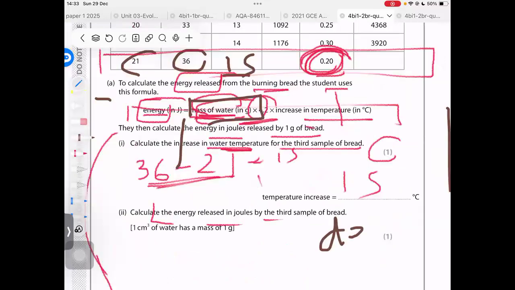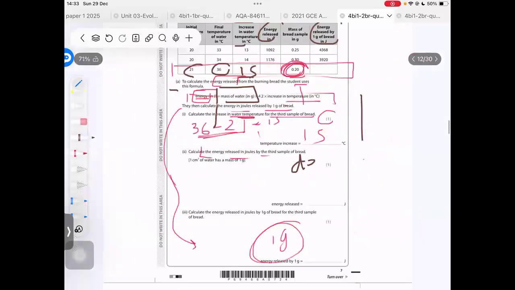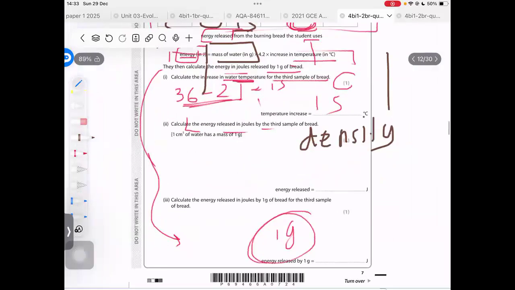Now this is very important in physics also, right? When they give us mass of water, we have to find what is the mass of water. For that, we should know what is the density of water, right? Density of water, you need to know this, but here they have given it. See, 1 cubic centimeter of water has a mass of 1 gram, right? What is the density of water? 1 gram per cubic centimeter is the density of water.